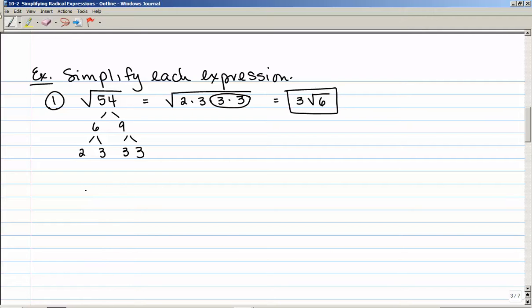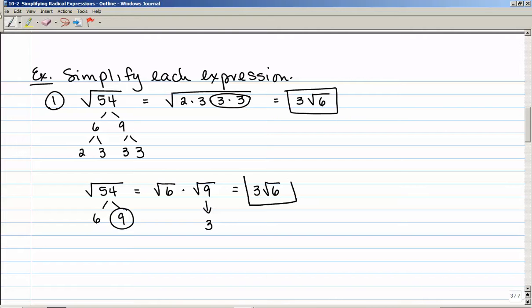Another way to take a look at this problem is if you can recognize perfect square factors. Let's take a look at this again. So 54 is 6 times 9. So that means that's the square root of 6 times the square root of 9. And I actually stopped there because I recognized that 9 was a perfect square. The square root of 9 is 3. Square root of 6 can't be simplified any further, so that's 3 square root of 6. So it's actually two different ways you can do a problem. You can break it down, factor tree, to get down to all of the prime factors, buddy them up, bring them outside. Or if you can recognize that the number has a perfect square factor, just take the square root of that.